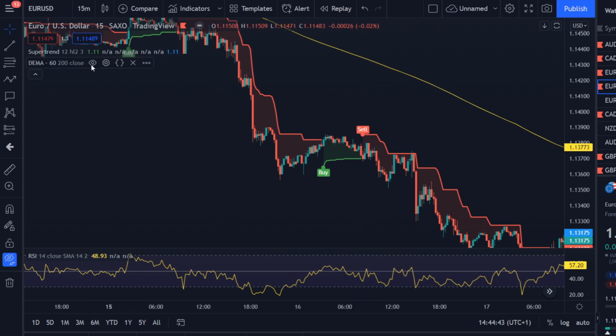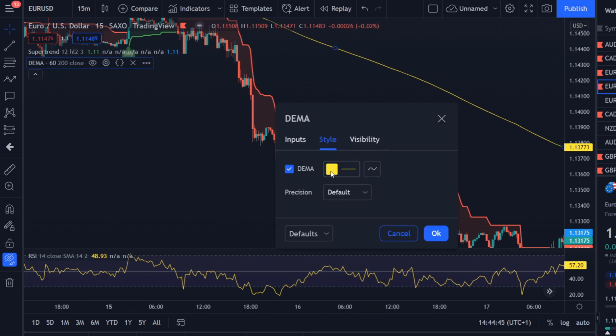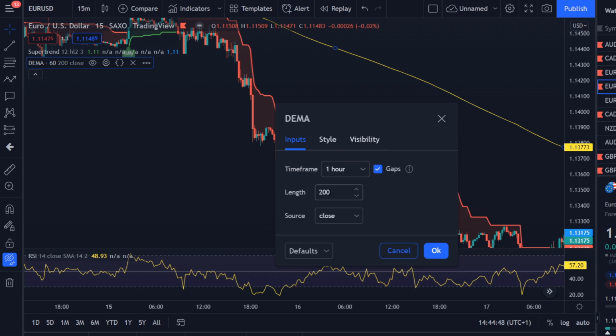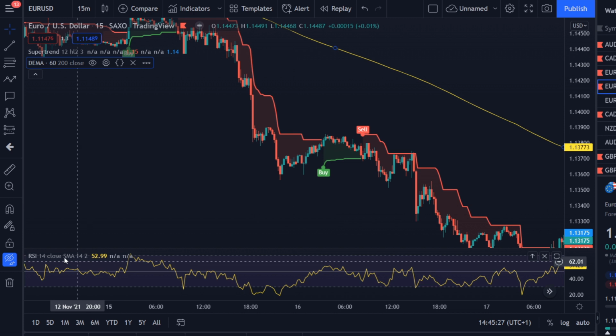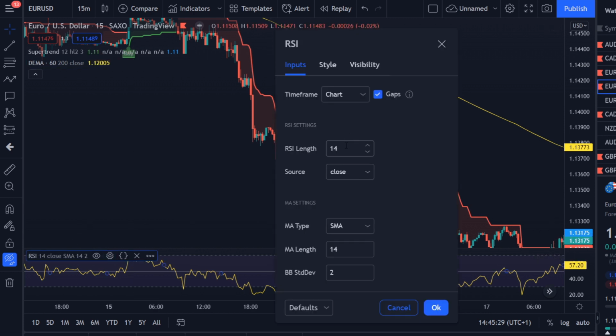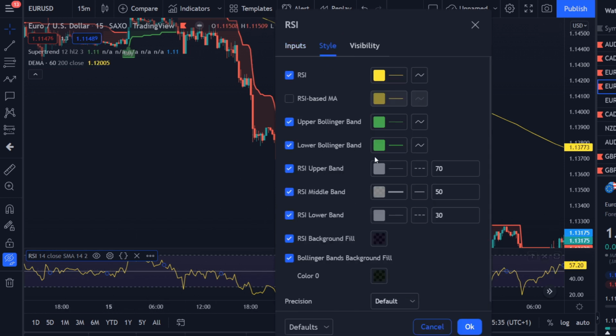Then we have the DEMA. I gave it a yellow color, and we use the 200 length, and I select the 1 hour time frame. So we're looking at the 15-minute time frame, but we will be using the 1 hour DEMA. The 1 hour shows the long-term trend. And last but not least, we're looking at the RSI, and I've set it to 14. And over here, because it is updated, I have turned off this RSI based moving average and only selected the RSI.